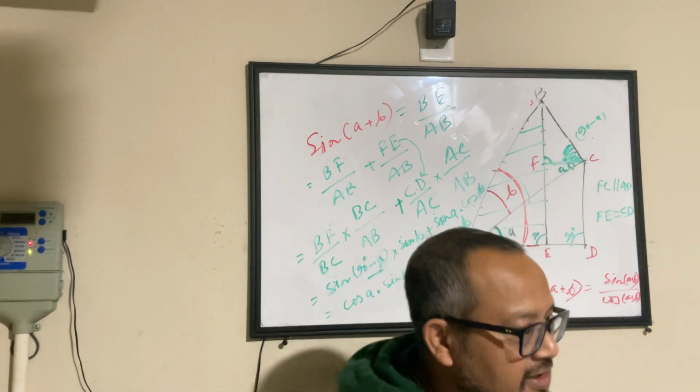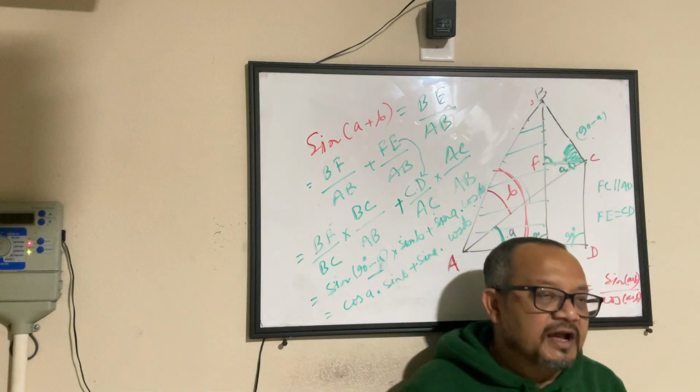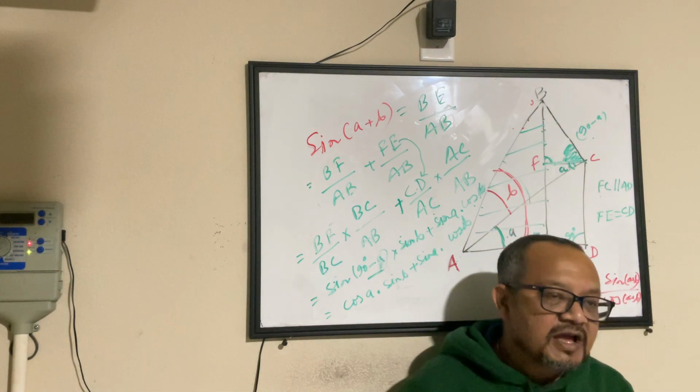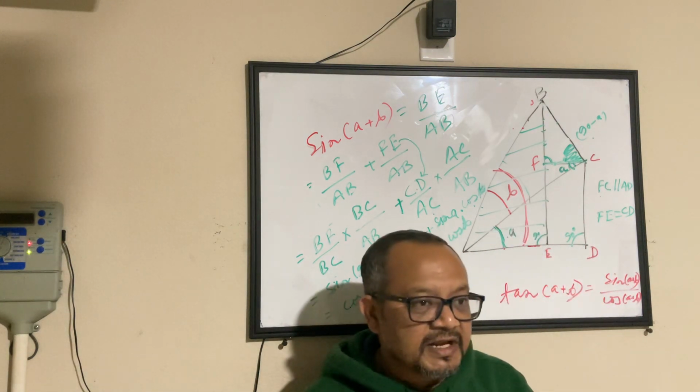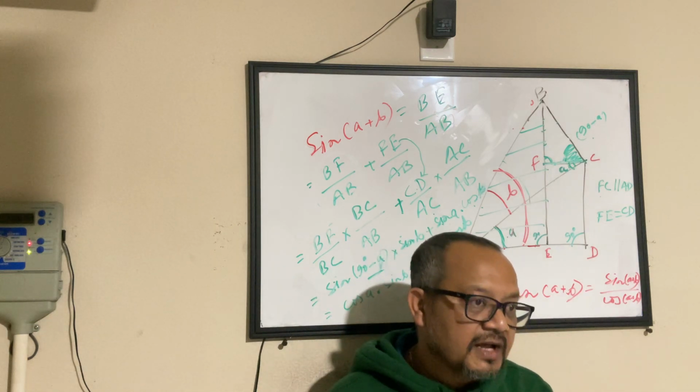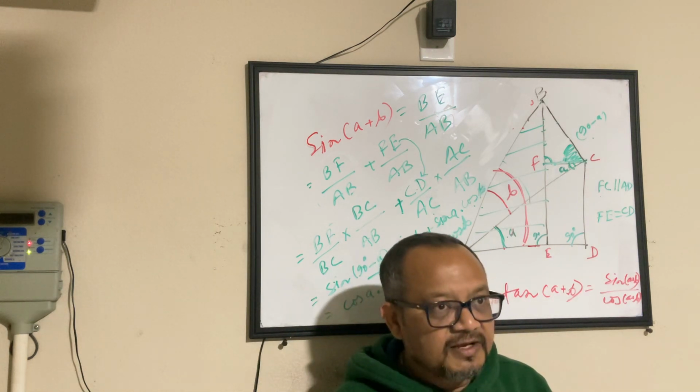So in summary, this is the identity for sine, which says sin of A plus B equals sin of A times cos of B, and then you flip, say cos of A times sin of B.